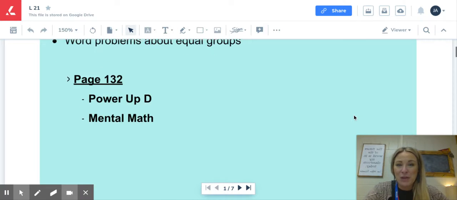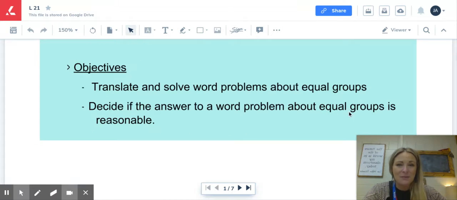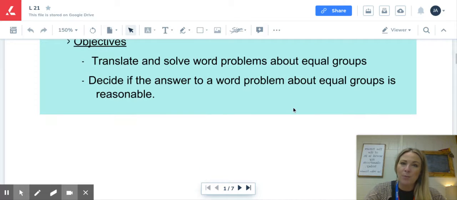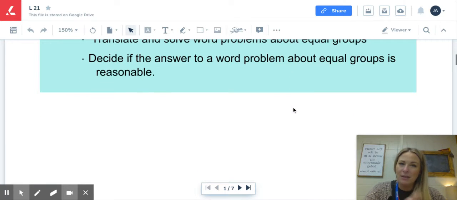Moving forward, your learning targets for today are to translate and solve word problems about equal groups, whether that be multiplying or dividing, and then also deciding if the answer to a word problem about equal groups is reasonable. So, a little bit more about that.